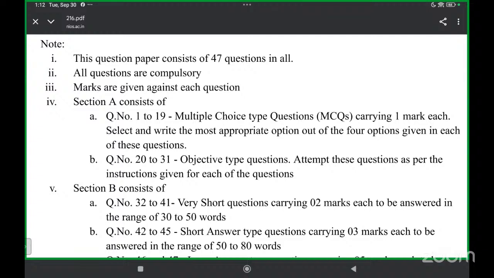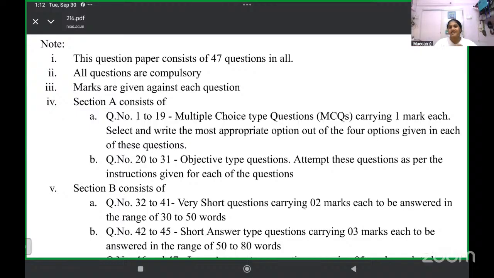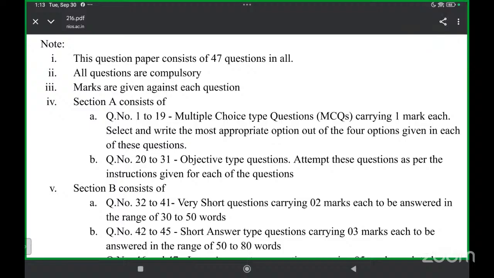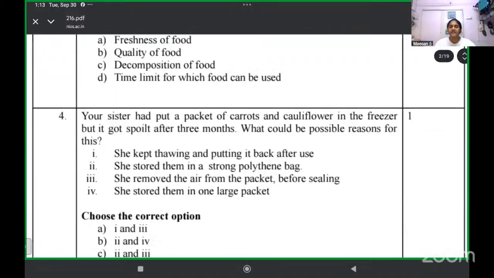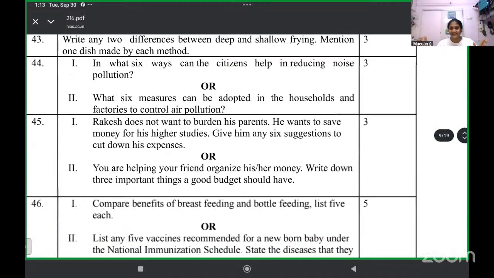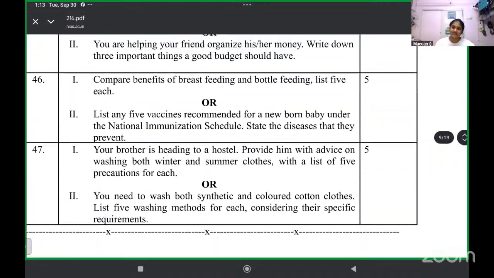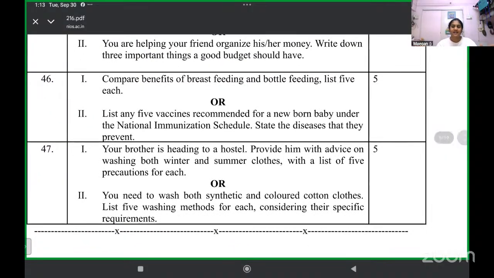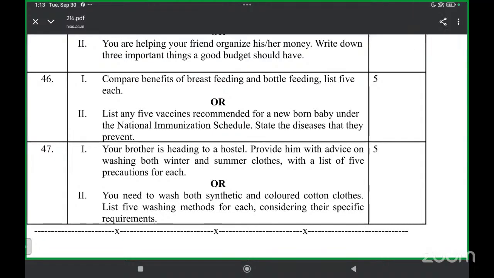Any other question related to home science? Good question. Yes, Megan. In the 5 mark question, the long answer ones, for example, breastfeeding and bottle feeding, you have to write a lot of words and it has to be a big answer. But if you get a small answer, for example, it's only 5 lines, how do you maximize it? How do you write it?